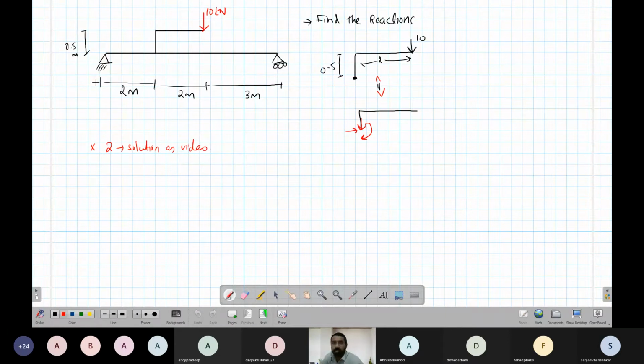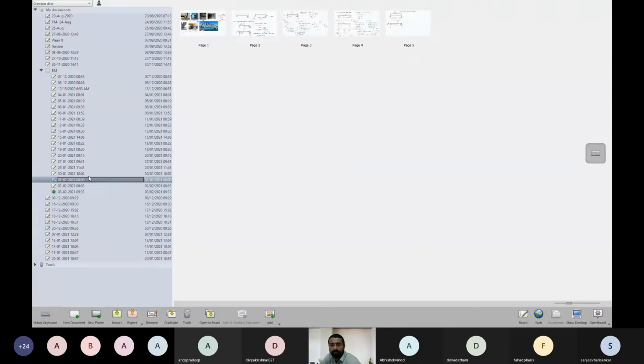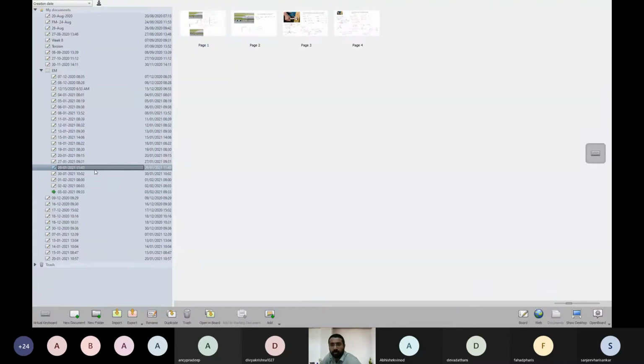So basically, a simply supported beam, and there is some member like this attached, and there is a load here. So how do you solve problems like this? If you remember, three or four classes before, we were solving the aeroplane problem. This one.